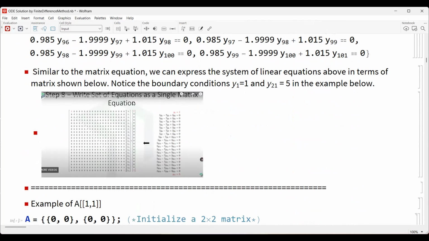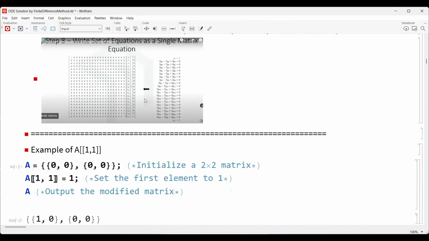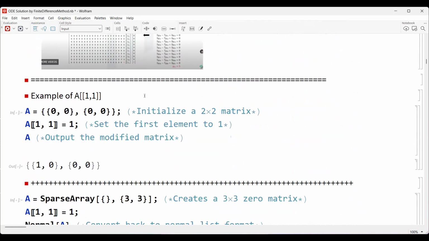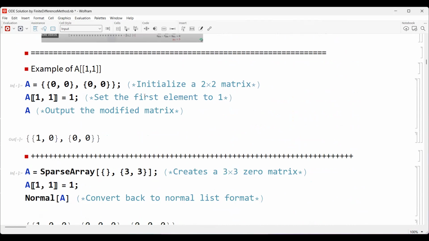Similar to the previous equations, we can express the system of linear equations above in terms of the matrix shown below. Notice the boundary conditions y sub 1 equal to 1 and y sub 21 equal to 5 in the example below. So this is just an example. Now before we proceed further, let us have first some examples of our coding here. For example, A equal to this one. So this is our A.